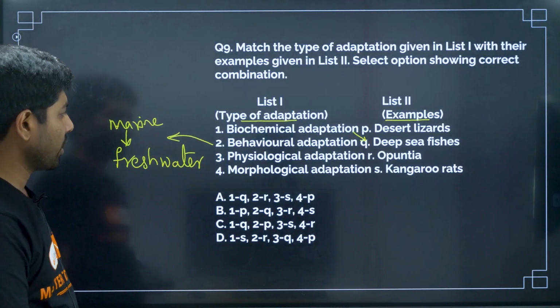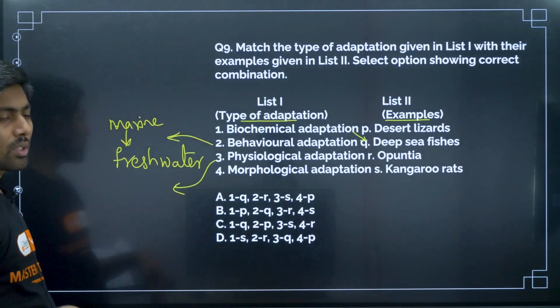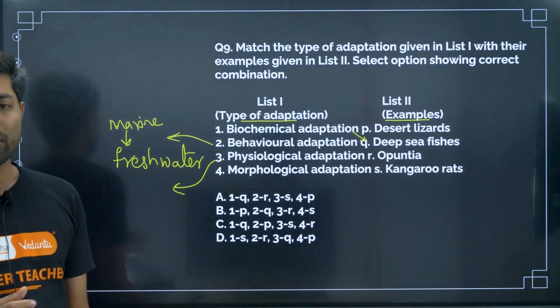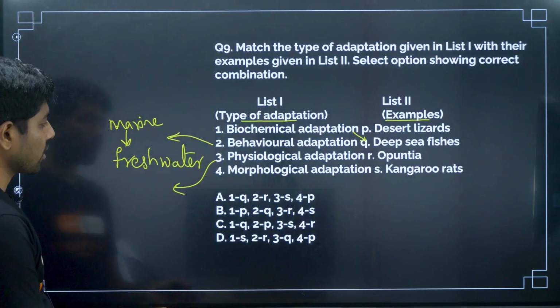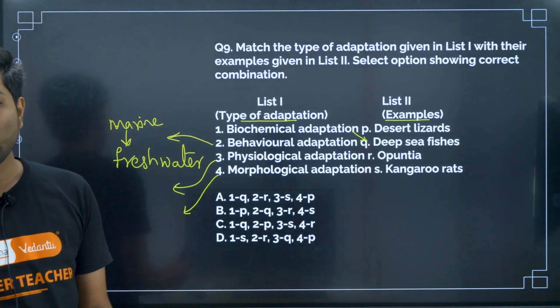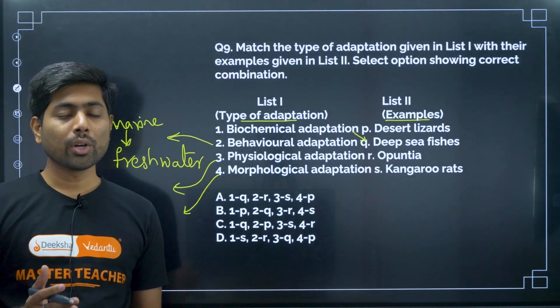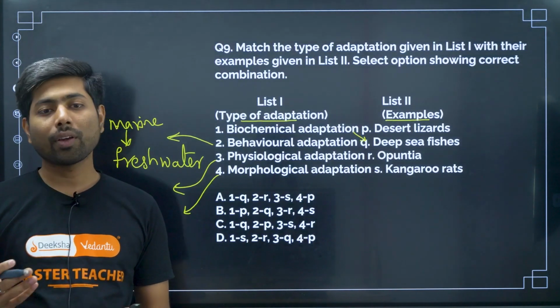This is behavioral adaptation. Now what is physiological adaptation? Physiological is you do some changes in the body, some changes in the functioning of the body. That is physiological adaptation. What is morphological adaptation? You change the structure of certain parts of the body to escape the harmful or unfavorable condition.